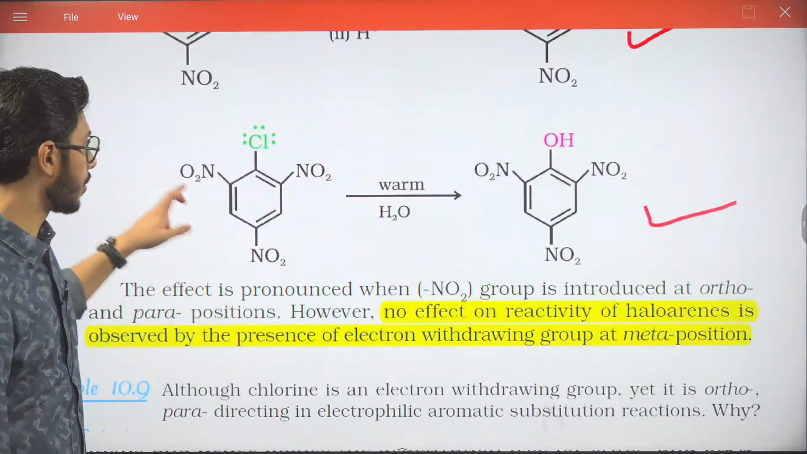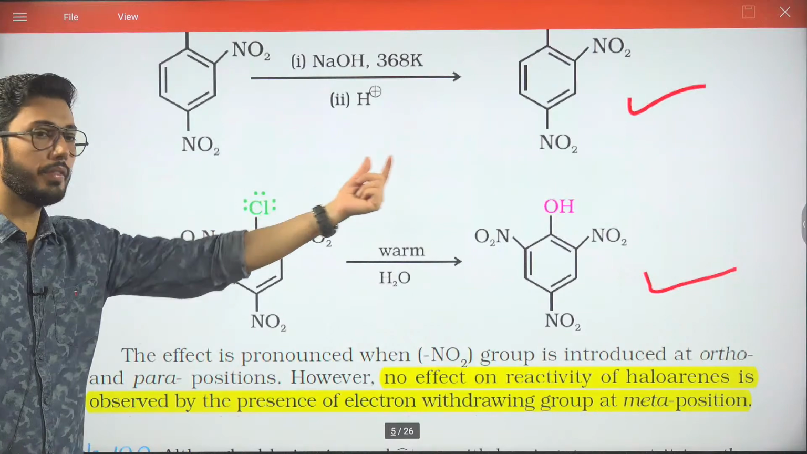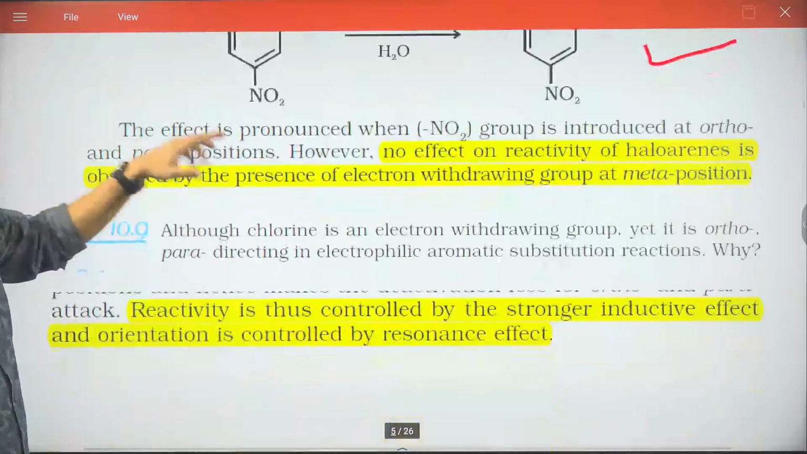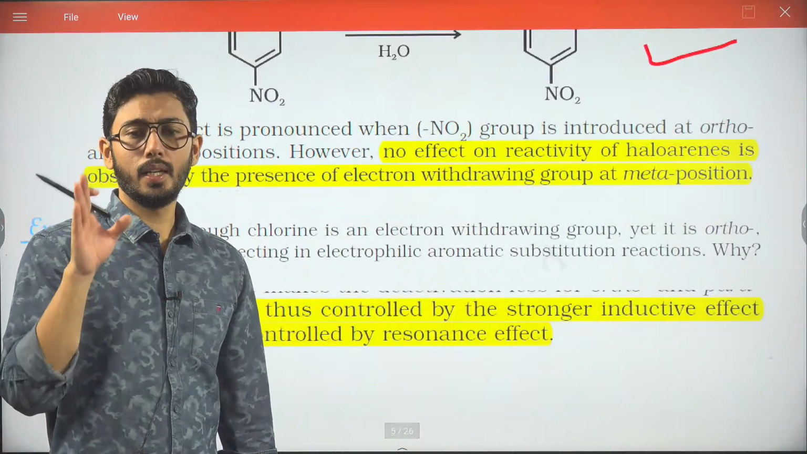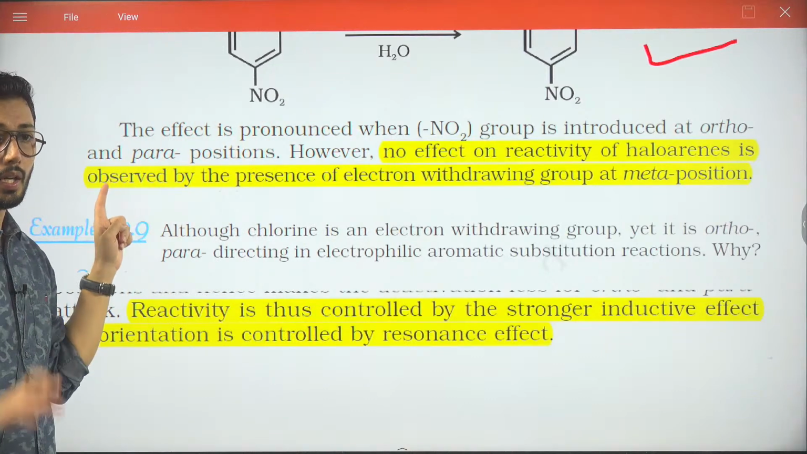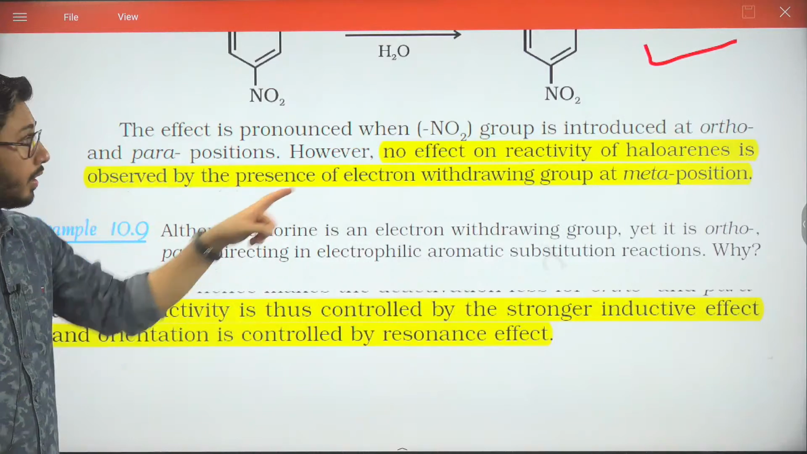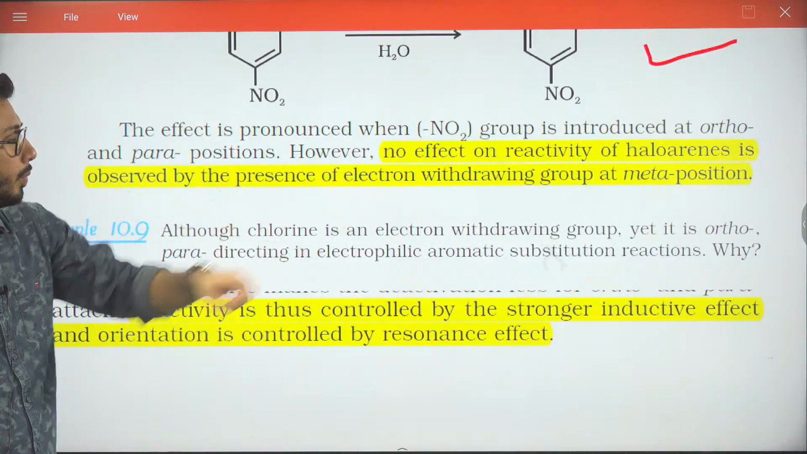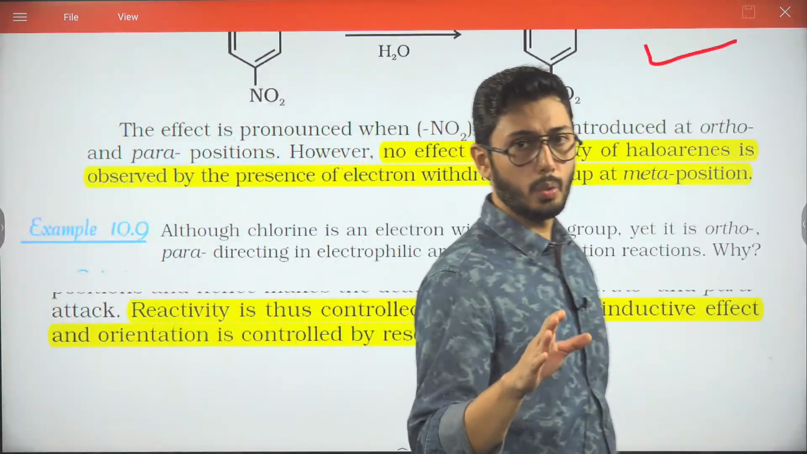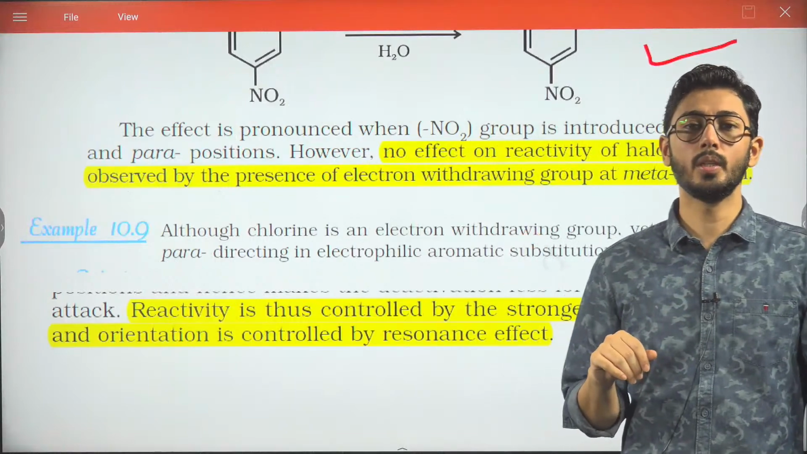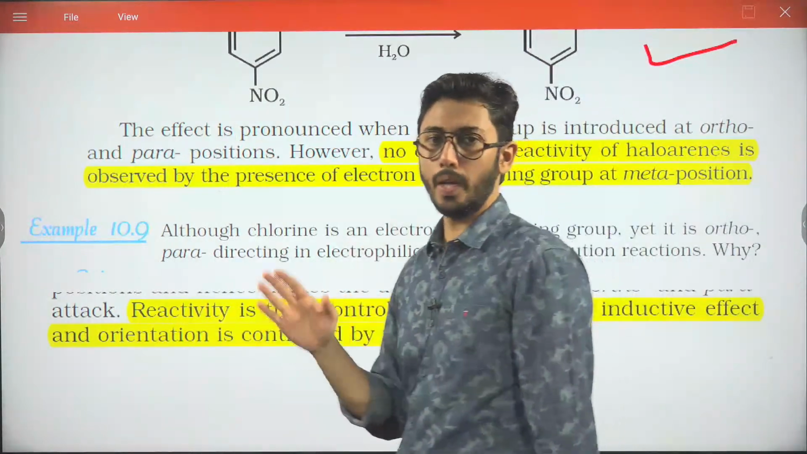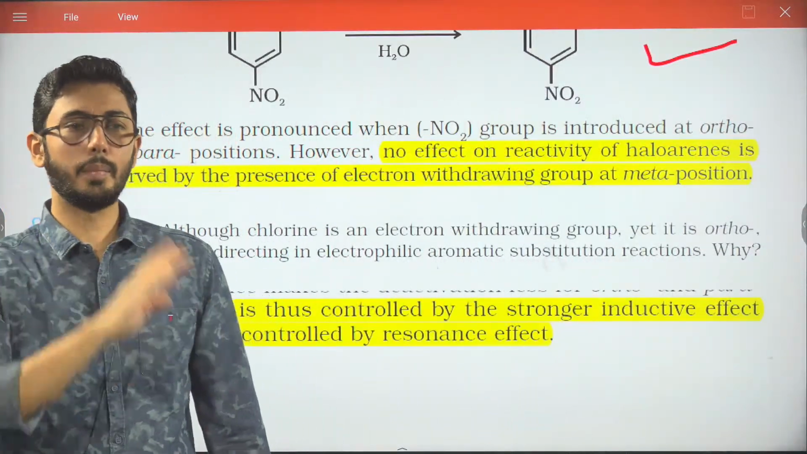In all the three reactions, what is done? Cl is substituted with OH. Above also, Cl is substituted with OH. Then, if it is meta nitrochlorobenzene, the effect is pronounced only when NO2 is introduced at ortho and para. If the electron withdrawing group is at the meta position, there is no effect on the reactivity of haloarenes. It means meta nitrochlorobenzene will not undergo which reaction? Nucleophilic substitution, because the condition is a strong withdrawing group at which position? Ortho and para position.